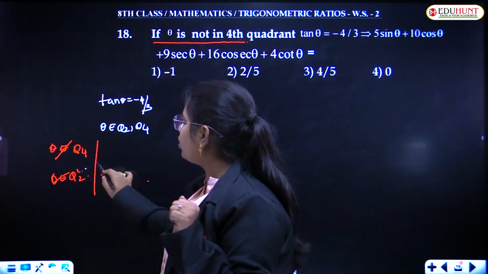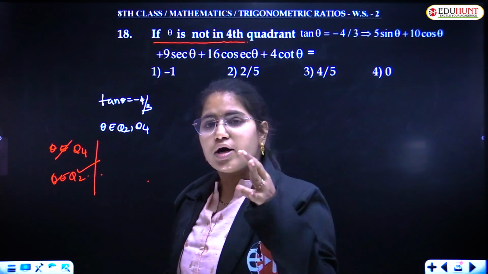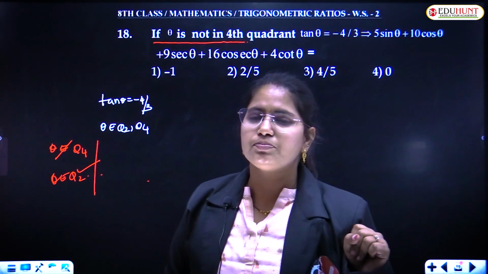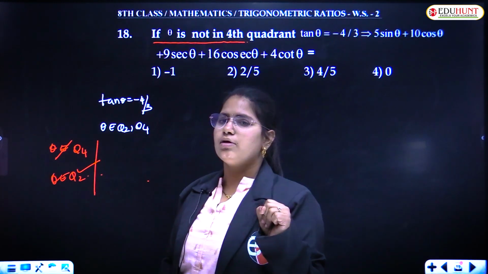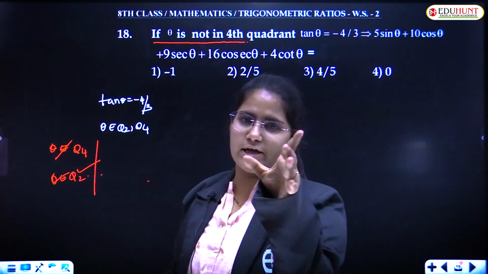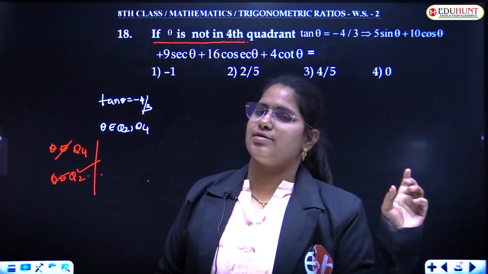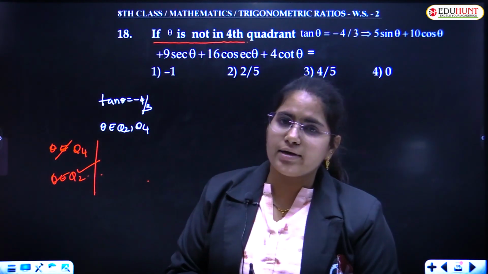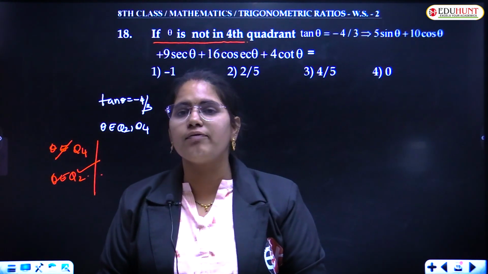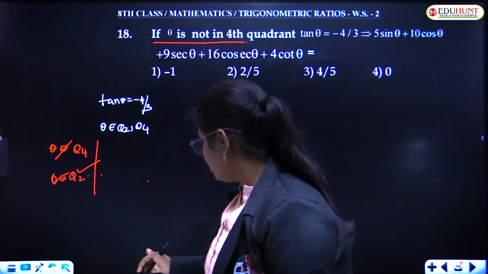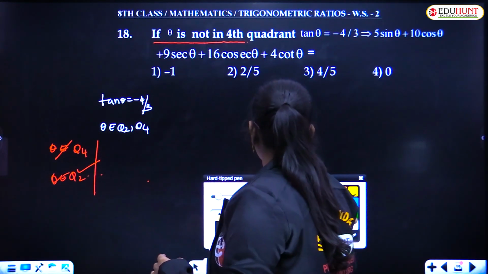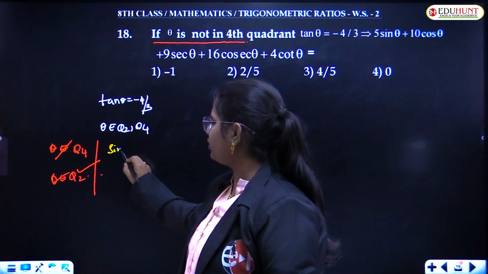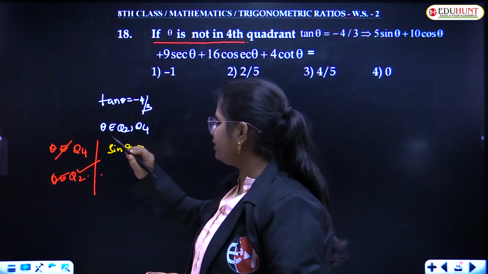If theta belongs to the second quadrant, which trigonometric ratios take positive values in the second quadrant? Yes, sine and cosec. You are absolutely correct. In the second quadrant, sine and cosec take positive values. So what is the value of sine theta?